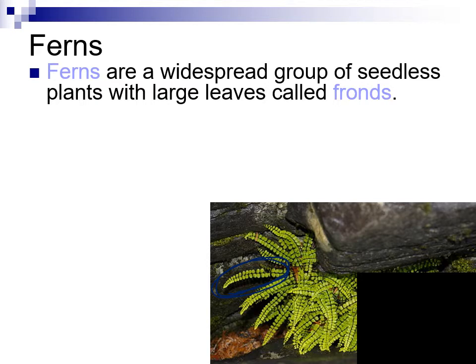We're going to concentrate for the seedless vascular plants on ferns. It's a pretty big group of plants that don't make seeds but do make spores. And when we talk about their leaves, we call them fronds. So you can see in this photograph at the bottom, you've got kind of a long frond that has a bunch of smaller leaflets on it. That's common in the ferns, okay?